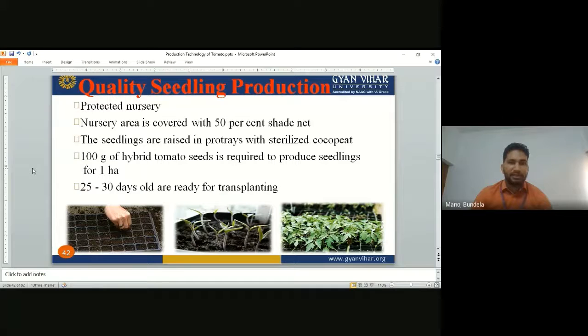The seedlings are raised in pro trays with sterilized cocopeat. If we are growing the seedlings in pro trays, first we have to sterilize the cocopeat. After that we have to sow the seeds. 100 grams of tomato seeds is required for production of seedlings for 1 hectare. So for 1 hectare area we require 100 grams of hybrid tomato seeds. We already told you, for hybrid, 100 to 125 grams is sufficient.